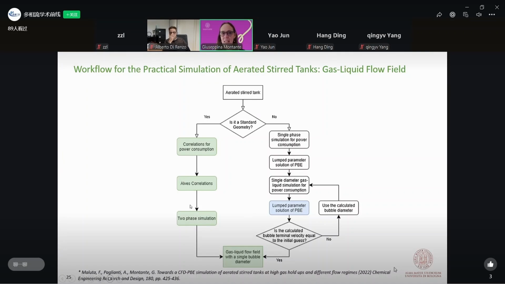correlations for having a first guess on the bubble size, and assuming a monodisperse distribution, we can get a gas-liquid flow field with a single bubble diameter, that typically is reliable if we have a standard geometry and reliable correlation for the Sauter diameter of the bubbles. If we don't have a standard geometry, so we have an unconventional geometry, we need to go to a more complex methodology that can be a little bit more time consuming in terms of computational time, but it's viable.